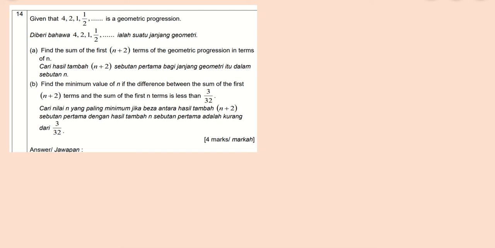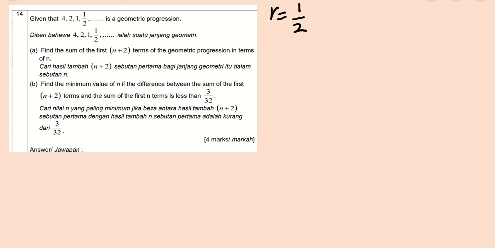Number 14 ni soalan chapter progression. Dibagi kita sequence of geometric progression di mana first term 4, second term is 2, third term is 1 and the fourth term is 1/2. So daripada 4 term yang dibagi, kita boleh tentukan value of R. Common ratio for this sequence is 1/2. Kita ambil second term, kita divide dengan first term, ataupun kita ambil third term divide dengan second term. So, you will get the common ratio is 1/2.